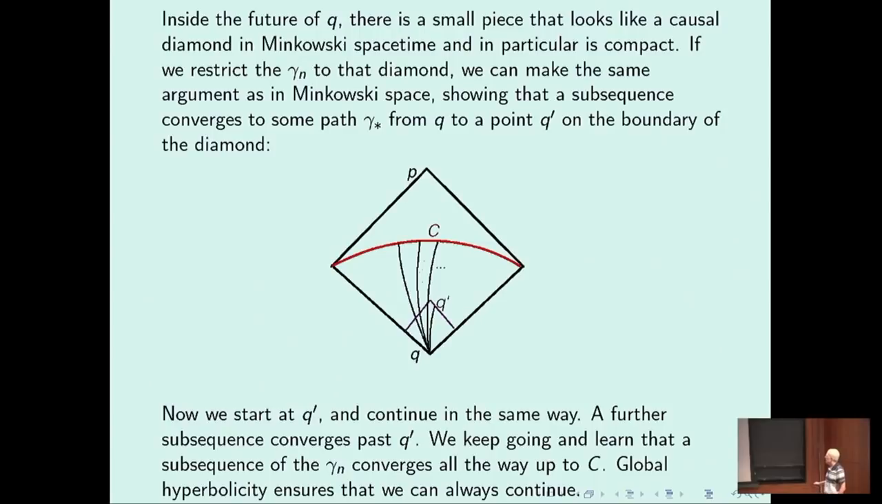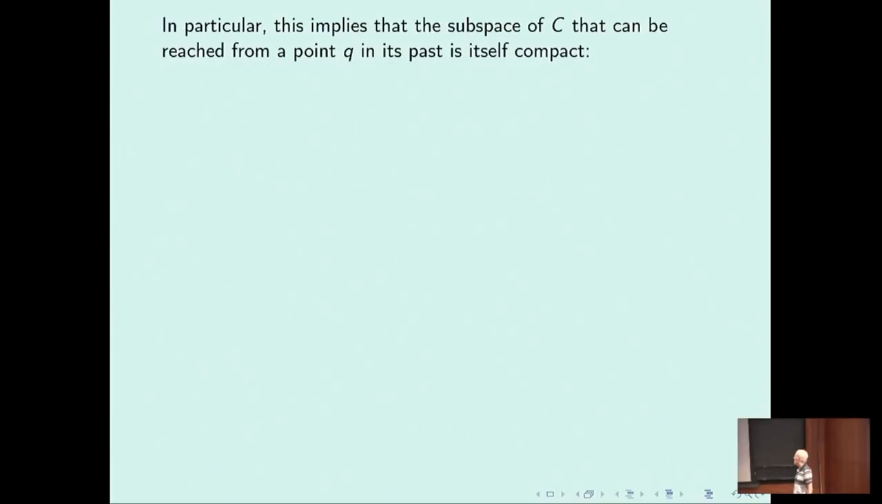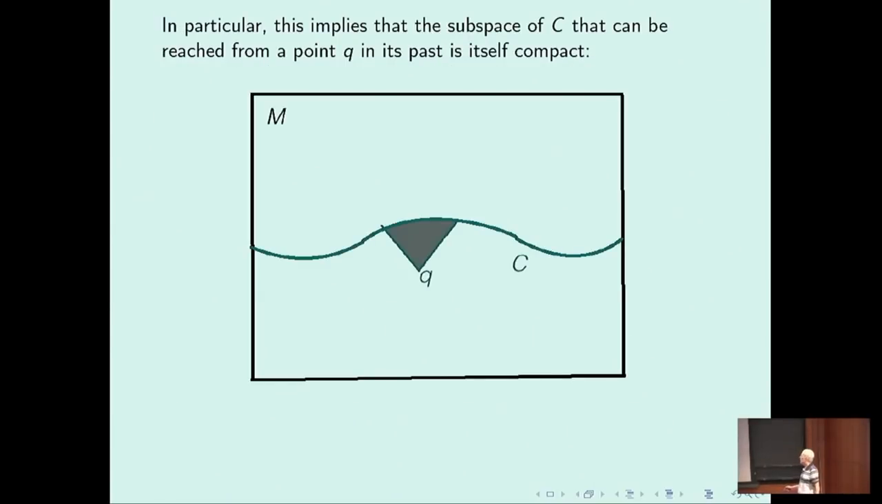It ensures that whenever we've found a partial convergence to a partial causal path, first it ensures that that partial causal path can be continued, and then you repeat the arguments, basically. So you eventually learn that the space of causal paths from Q to C is compact. In particular, the region of space-time that such a path can visit is compact.